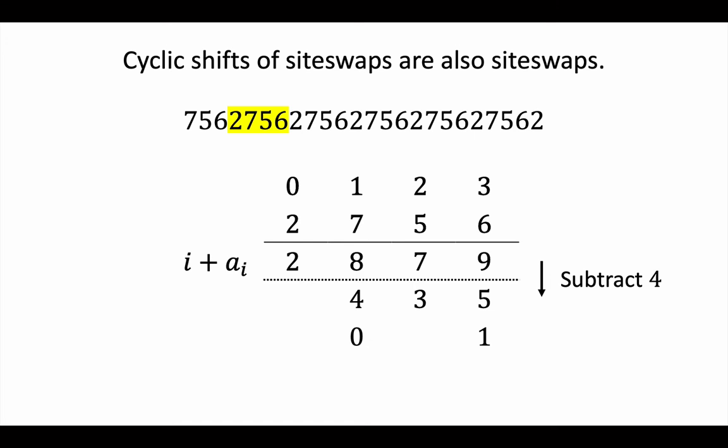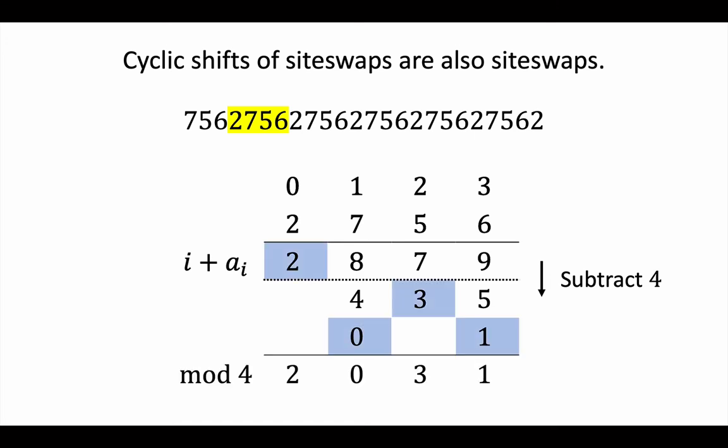Now the numbers at the bottom of each of those columns are less than 4. They are 2, 0, 3, and 1, all different. Those are the remainders we would get when we divide by 4. And so that is a siteswap.